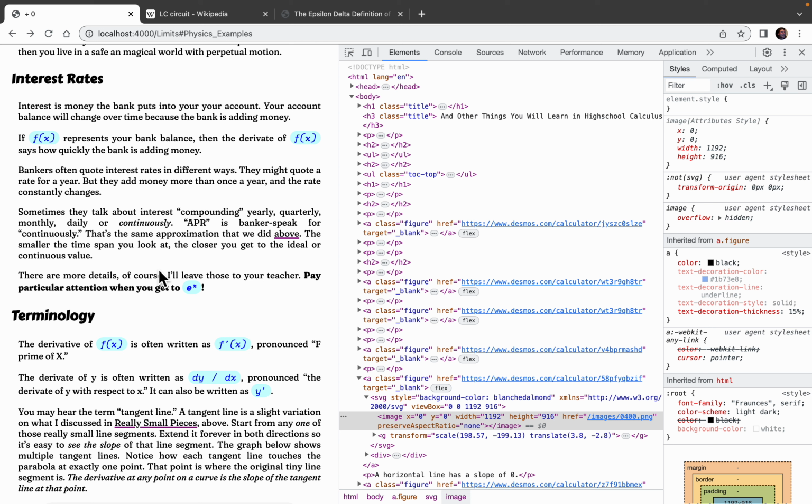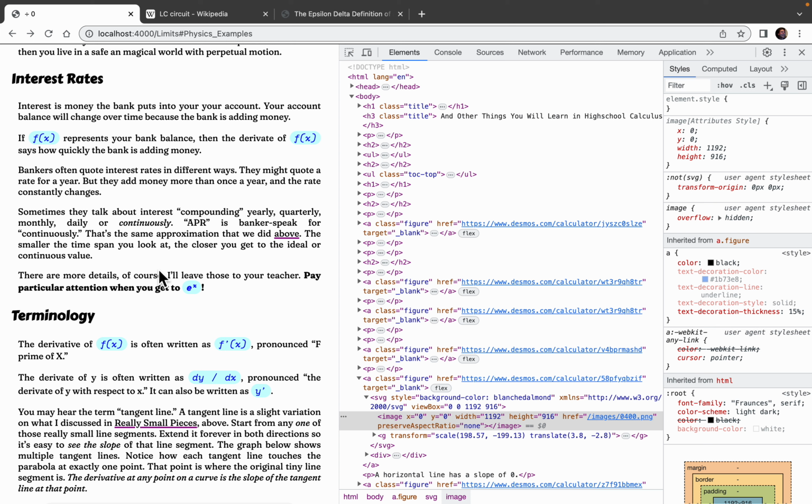Interest rates. Interest is the money the bank puts into your bank account. Your balance will change over time because the bank is adding money. If f of x represents the bank balance, then the derivative of f of x says how quickly the bank is adding money.